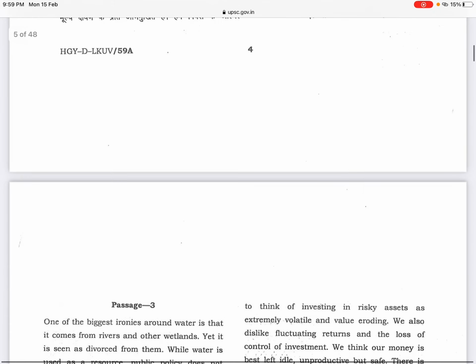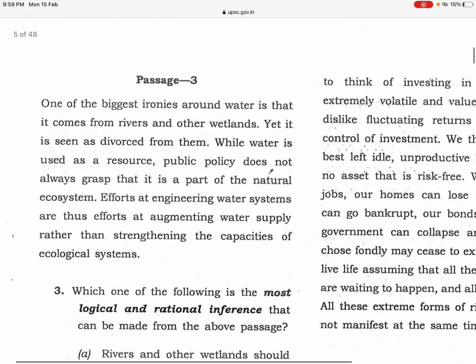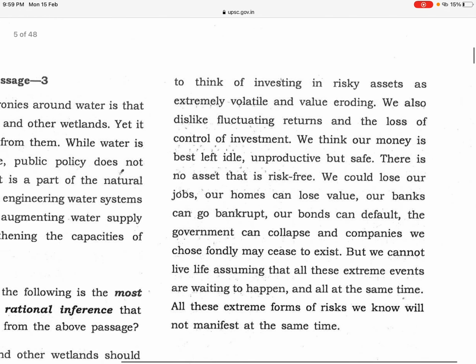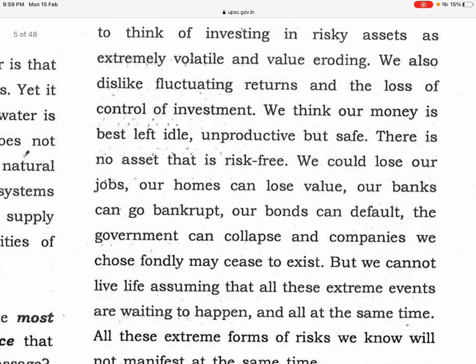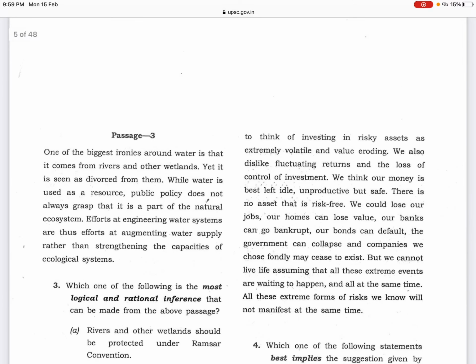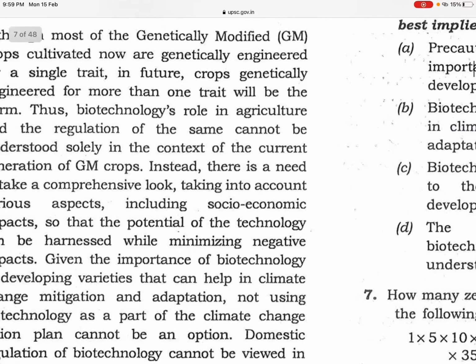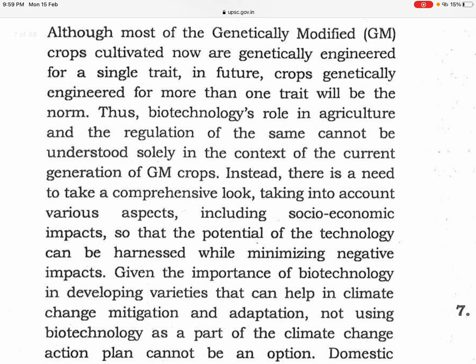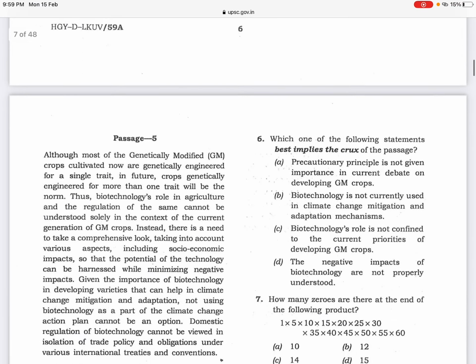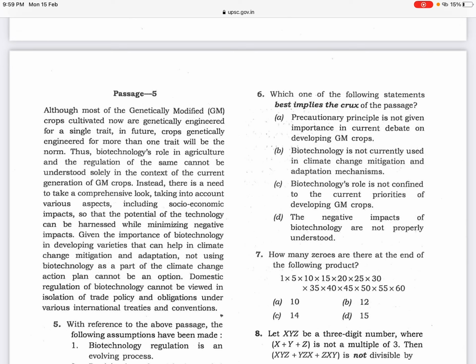If we go for another paragraph, take a look. The biggest irony is the water. Water is a problem. Banks go bankrupt, bonds can default, governments can collapse. Same, an economy-related problem. And genetically modified crops, everybody knows, in India BT cotton has been permitted to be harvested, but BT brinjal has not been given permission. Same thing. So if you read newspapers on a daily basis, you will find those topics, and you don't need to worry about what questions they are going to ask.